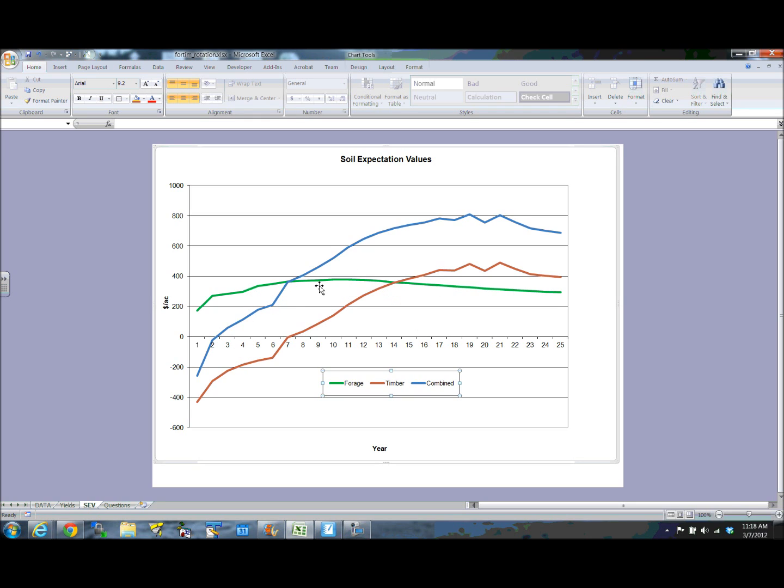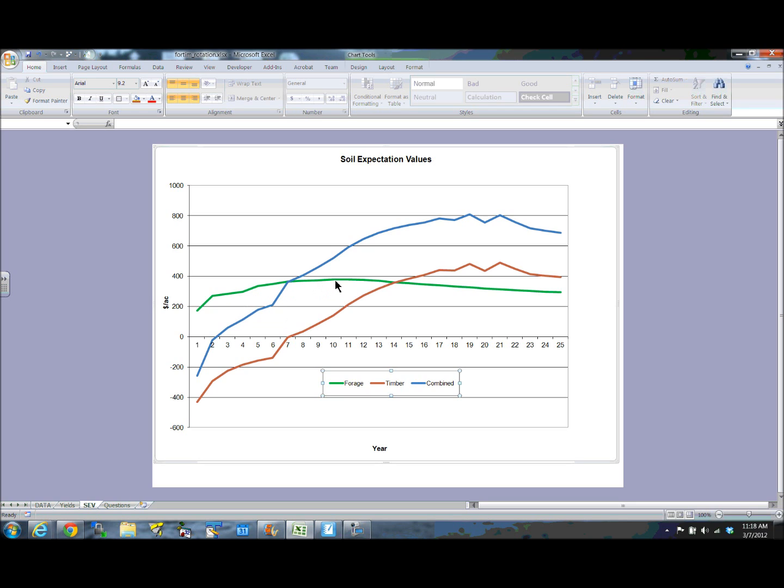You combine those, which is simply adding this line to that line, and you get this blue line. And so this is the combined SEV. There's a couple things to note. One is the timber values have slightly more weight in this, but it turns out the reason we don't compromise so much with forage is it's pretty insensitive to the year we harvest.